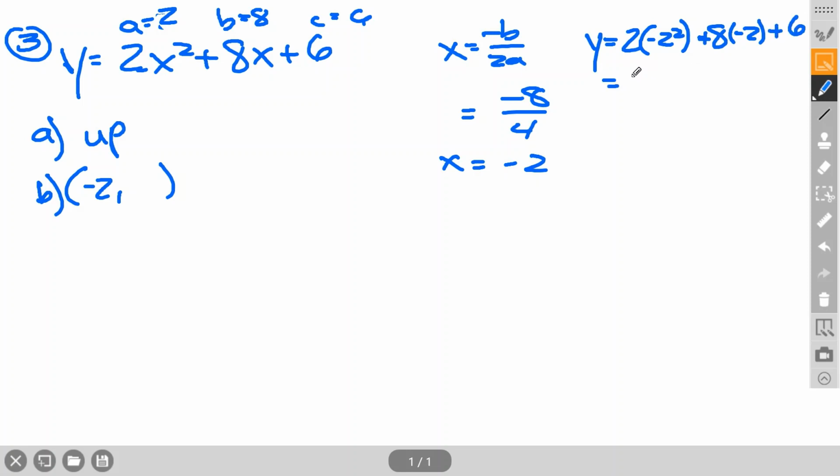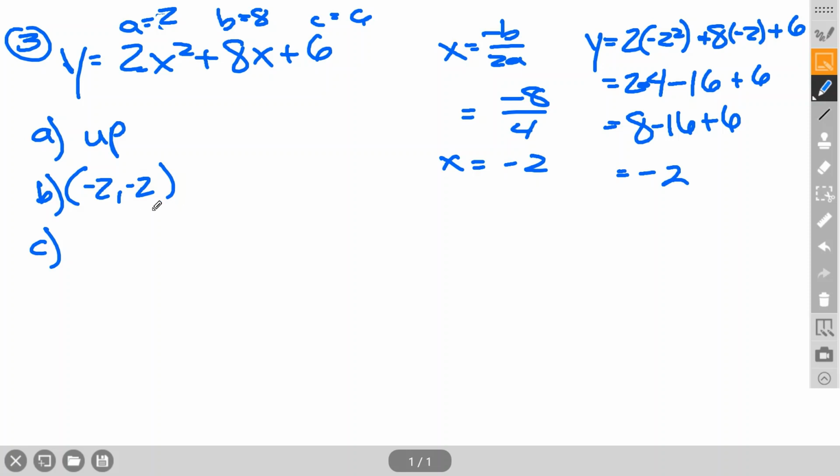So 2 times 4, minus 16 plus 6. So that's 8 minus 16 plus 6, which is negative 8 plus 6, which is negative 2. So we got negative 2, negative 2 as the vertex. This opens up like this, means the vertex is going to be at the bottom.